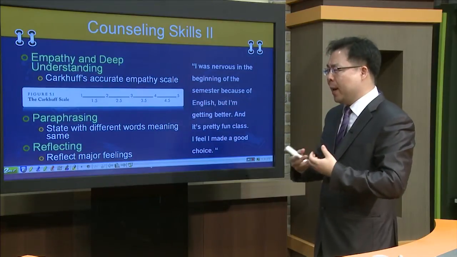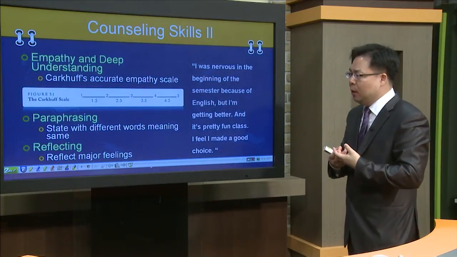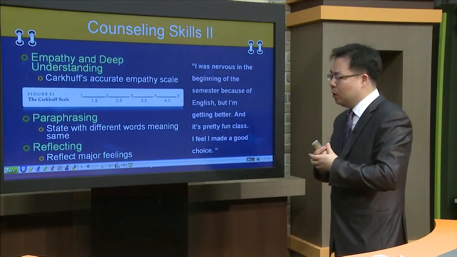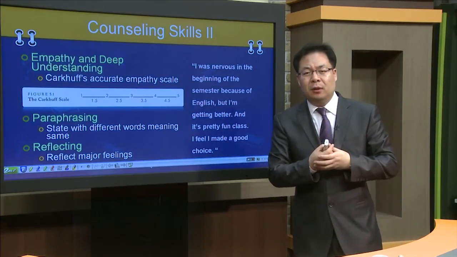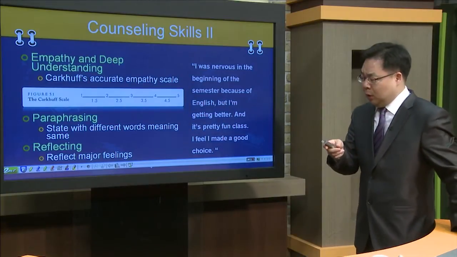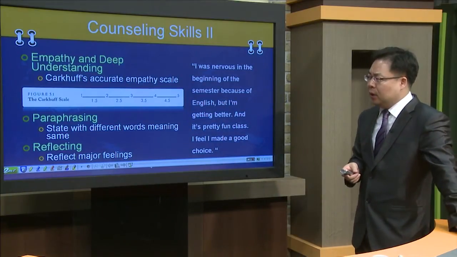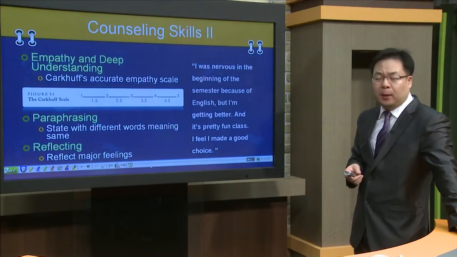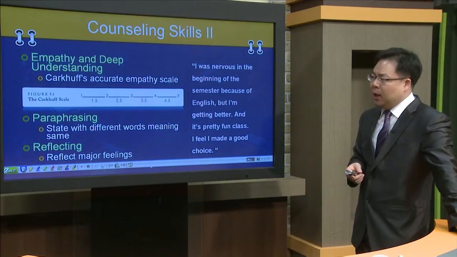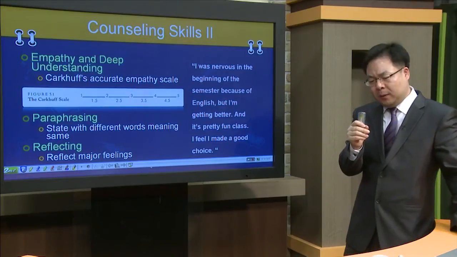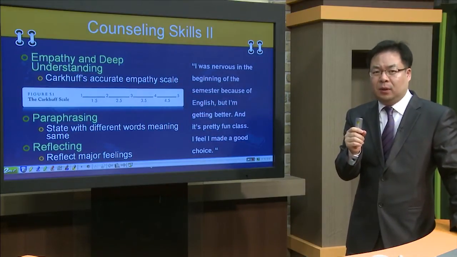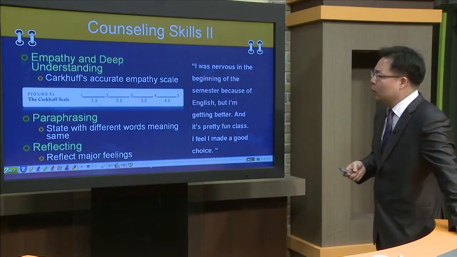That would be more attitude. But paraphrasing and reflecting, those are some of the basic counseling skills. Paraphrasing is to state with different words meaning the same. And paraphrasing focuses on thought, content, and fact. Let's take a look at this example.